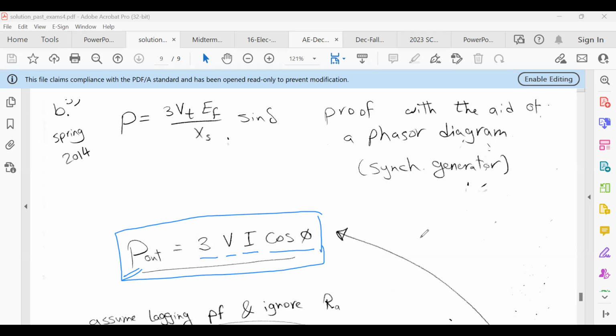Let's use the phasor diagram for the synchronous machine. In AC, this is E, and we have X_S, j, of course. We have the V terminal. This is a generator, so we can have the current I in this direction. We can call it the I armature, or I, or just I, that's fine.